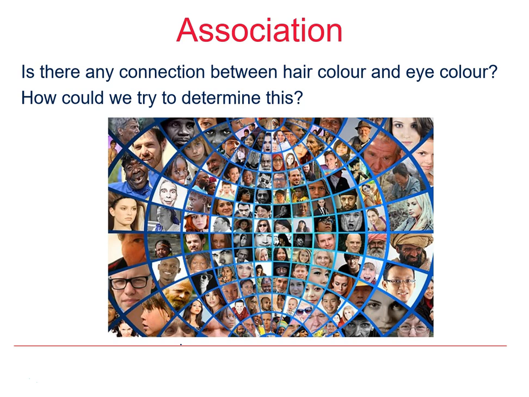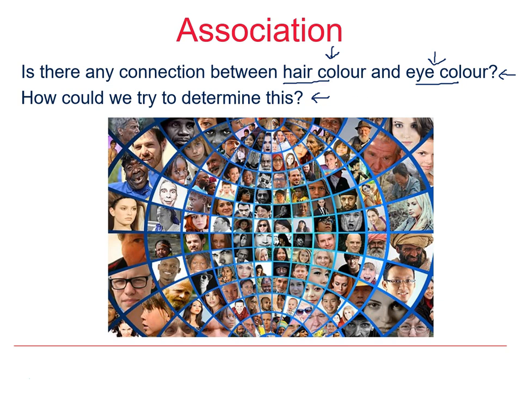If we have a look at the first question posed up here, is there any connection between hair colour and eye colour? Well, this type of data is clearly qualitative. There's nothing we can measure for such data, and it's what's called categorical data. So there's nothing we can measure, but we can categorize eye color and categorize hair color. So how can we investigate whether there is any association between two such variables?